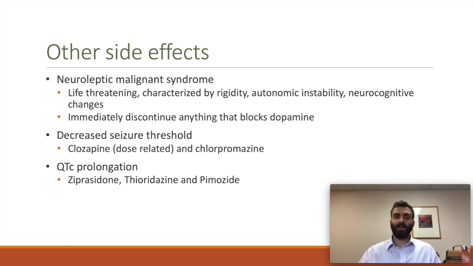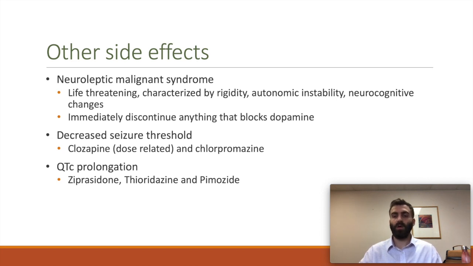Another effect of antipsychotics is that they can decrease the seizure threshold. This is most commonly seen with Clozapine at higher doses, so it's a dose-dependent effect, and with chlorpromazine as well. So if you have someone on high amounts of Clozapine, sometimes you would check a level to see how high it is.